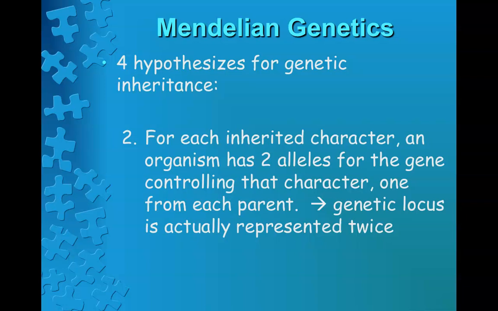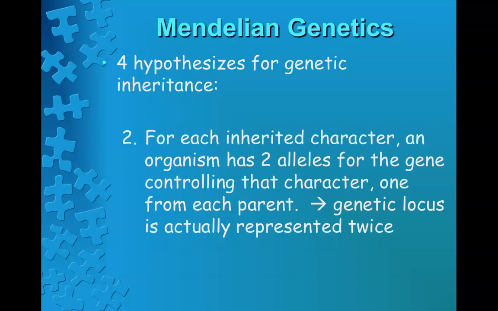Alright everyone, welcome back, and we're continuing our discussion on Mendelian genetics, and today we're going to look at a couple more of Mendel's hypotheses for genetic inheritance. And we're going to start with the fact that for every inherited character that we have, every trait that we have, hair color, eye color, height, the organism has at least two genes, two alleles that control that character, and they get those alleles, one from each parent.